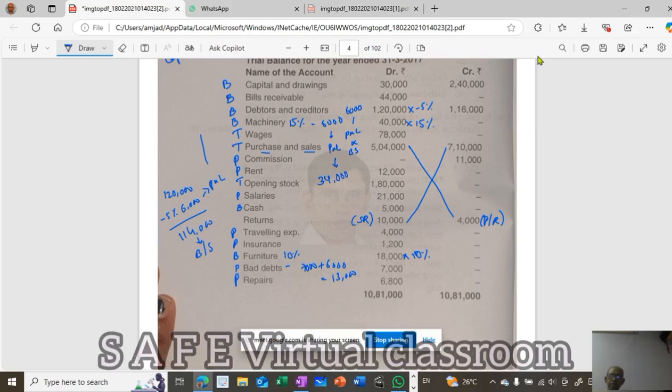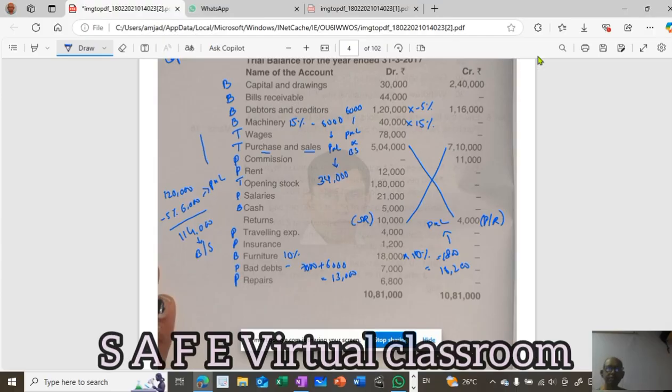So now coming to furniture, 18,000 into 10%. 18,000 into 10% is 1,800. Whatever answer we get, that much we have to write in profit and loss. So now 18,000 minus 1,800 will be 16,200. You have to show 16,200 in balance sheet.